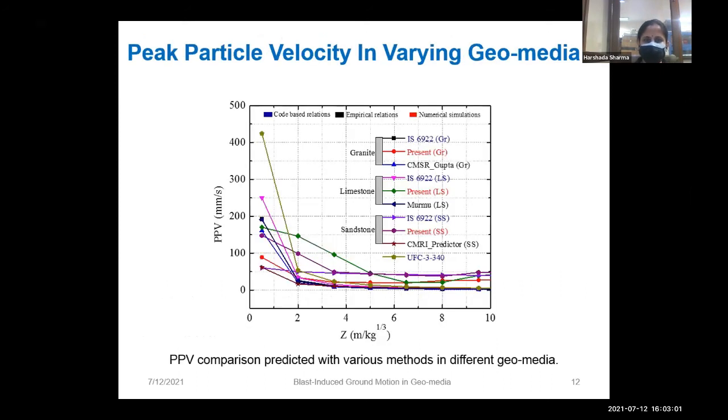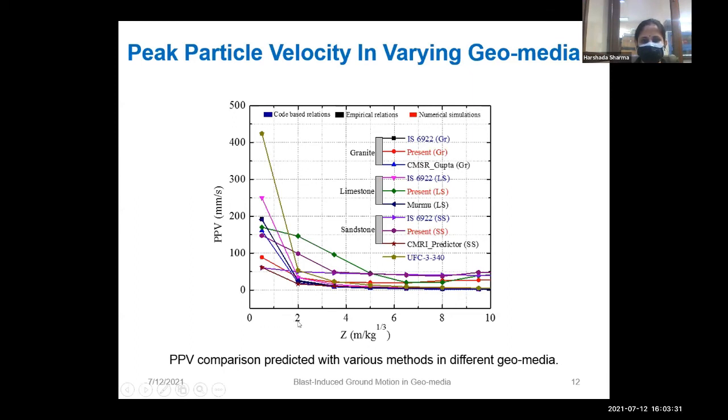And these were some results which we obtained with these numerical simulations: the peak particle velocity in various geomediums like granite, limestone, and sandstone. These were again compared with the Unified Facilities Criteria. So we can see that the UFC, as earlier, does not bifurcate between the geomediums, and it is predicting more peak particle velocity, whereas limestone is predicting more peak particle velocity in the near field region.